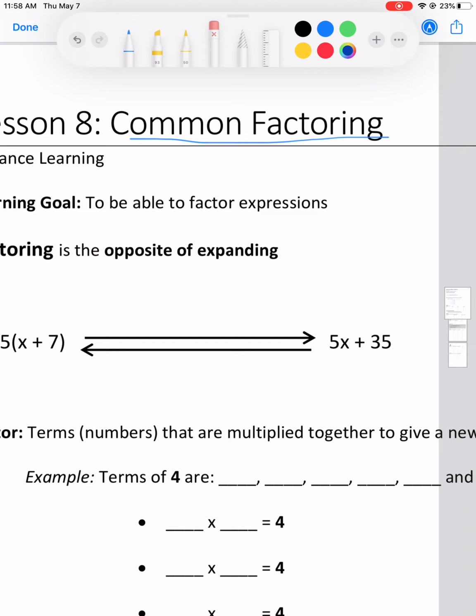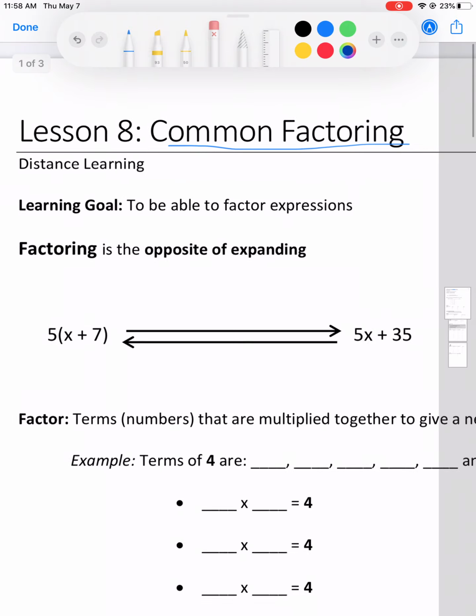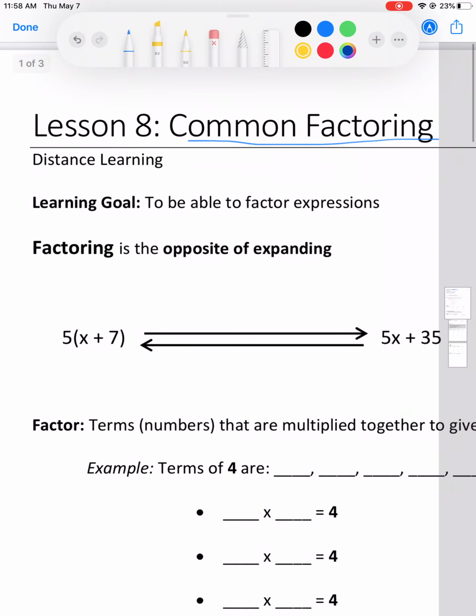I'm going to be going through the examples in greater detail just because I want you guys to understand where everything is coming from. Okay, so what we're going to be doing is factoring, and what it is, it's the opposite of expanding.